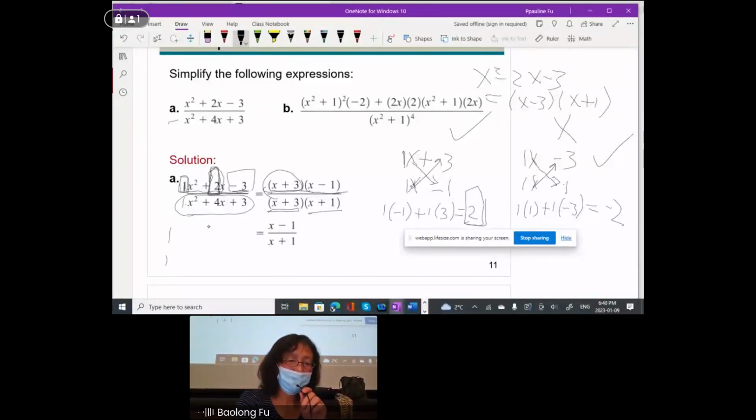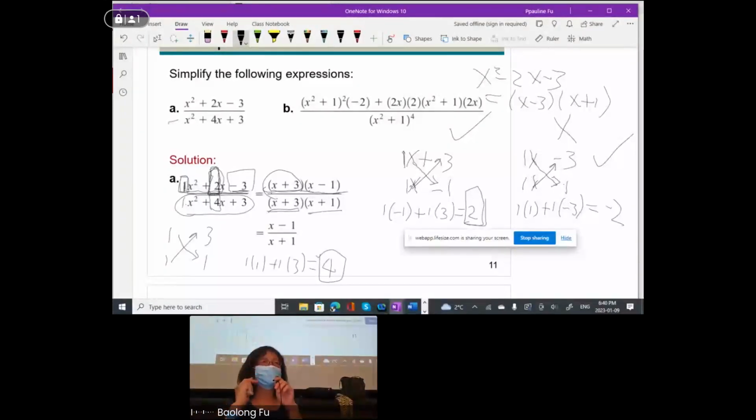So I will put it this way. If you do cross multiplication, 1 times 1 plus 1 times 3 equals 4. This 4 is exactly the coefficient of x. Coefficient. Any questions?